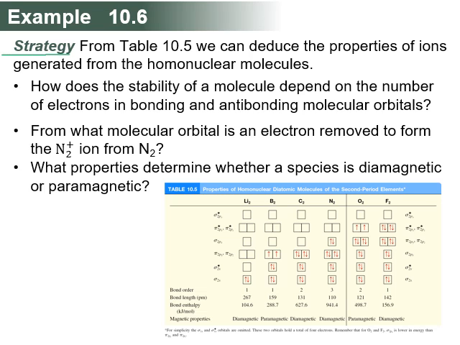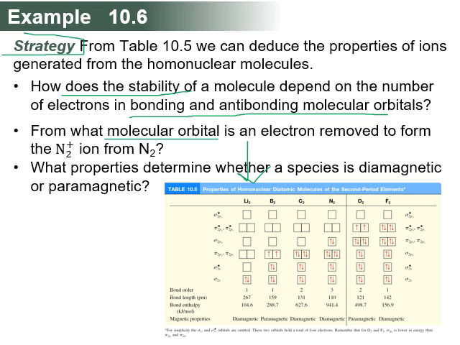So for the strategy, again, this is example 10.6 from your textbook. You can look at this table, which is what I was looking at on the previous slide when I was working on that molecular orbital diagram and configuration. The stability of the molecule depends on the number of electrons in bonding and anti-bonding. So when I did the molecular orbital configuration, I took note of that. And then from which molecular orbital is an electron removed? Is it removed from a bonding or an anti-bonding molecular orbital? If it's removed from a bonding, your bond becomes weaker. If it's removed from an anti-bonding, your bond becomes stronger.